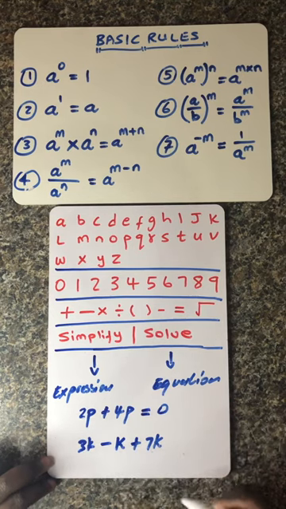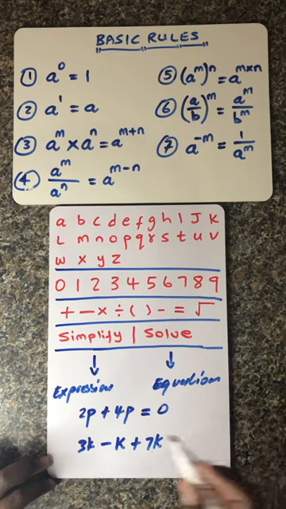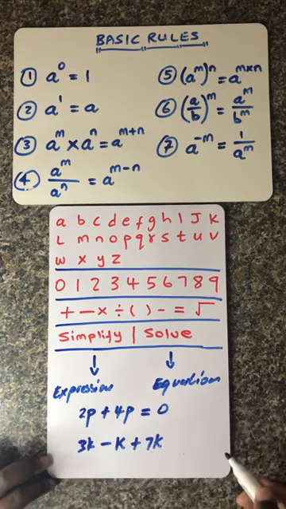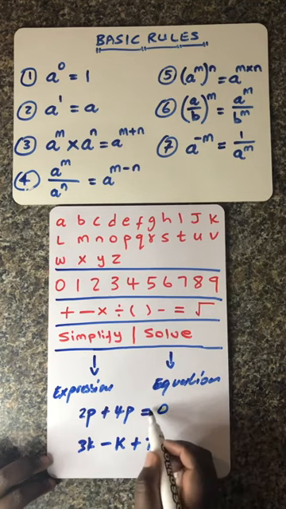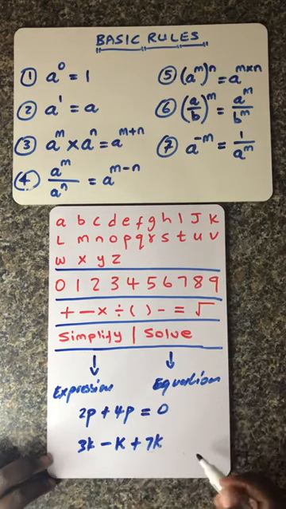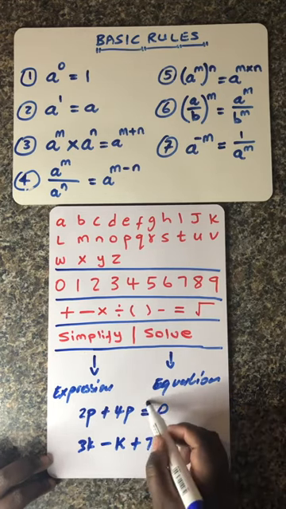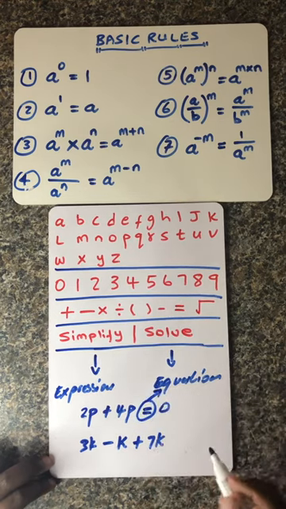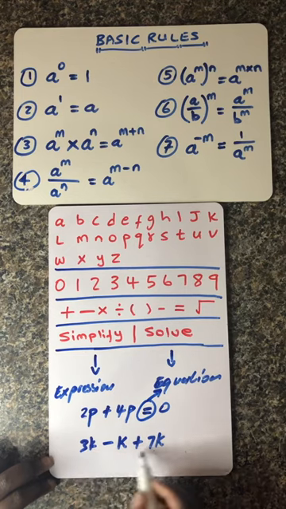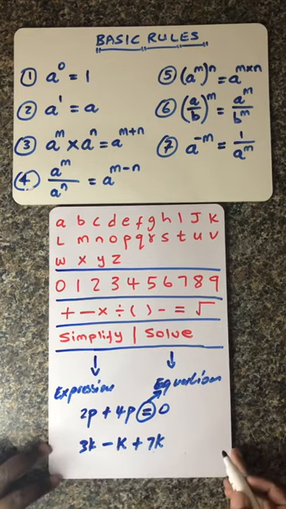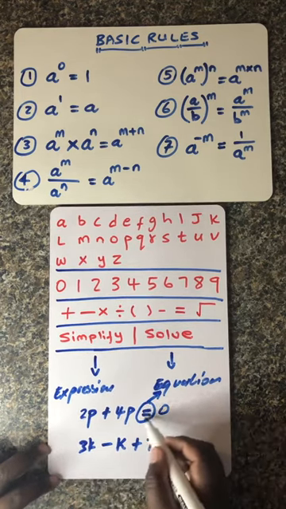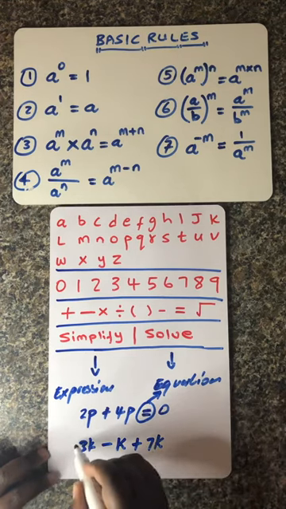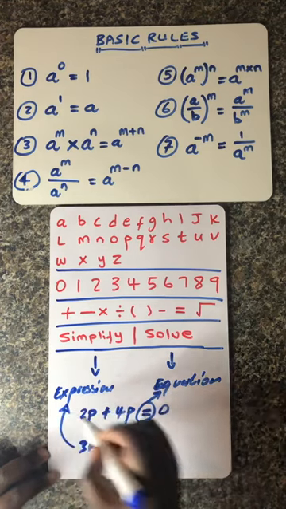So this is what we call an equation. Why is it an equation? It's because it has an equal sign. For the fact that it has an equal sign, it makes it an equation. If you have a look at this given expression, it doesn't have an equal sign. It therefore means it's an expression.